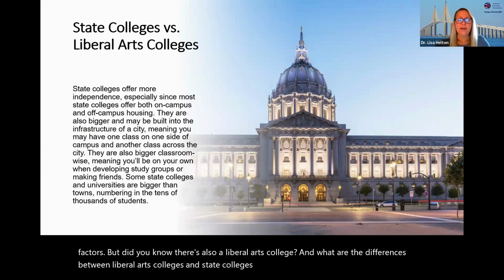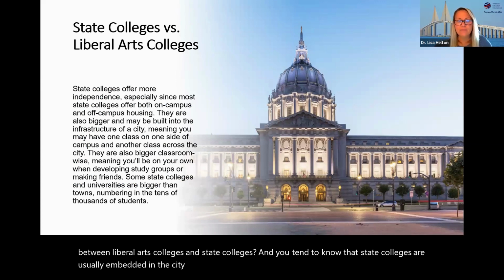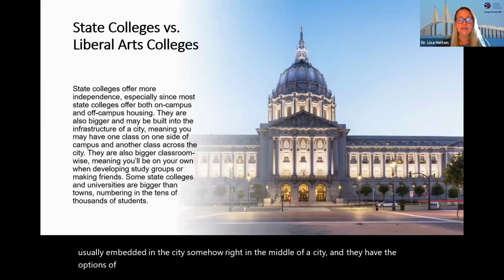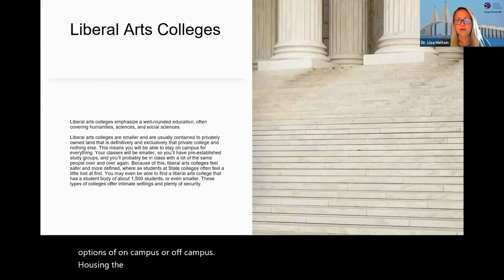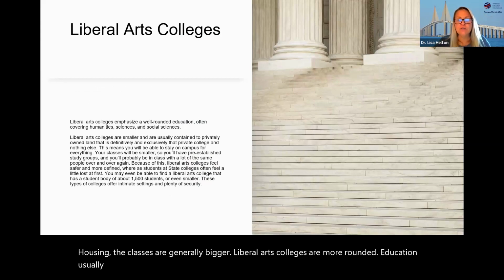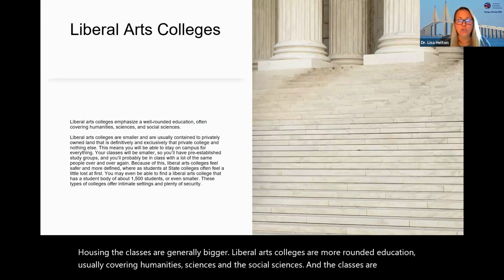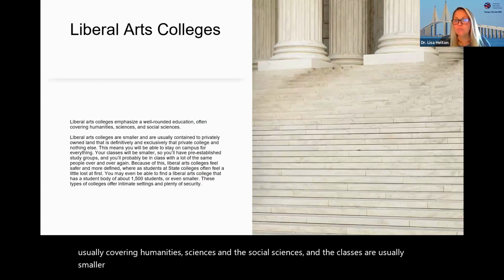And you tend to know that state colleges are usually embedded in the city, somehow right in the middle of a city, and they have the options of on campus or off campus housing. The classes are generally bigger. Liberal arts colleges are more rounded education, usually covering humanities, sciences, and the social sciences, and the classes are usually smaller. And they are on private owned land most often.